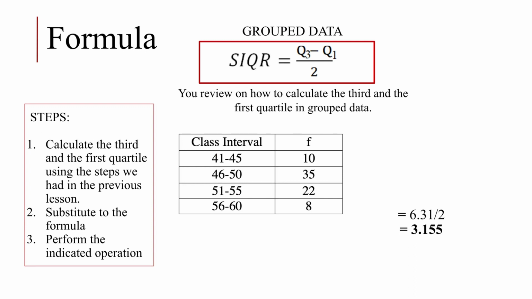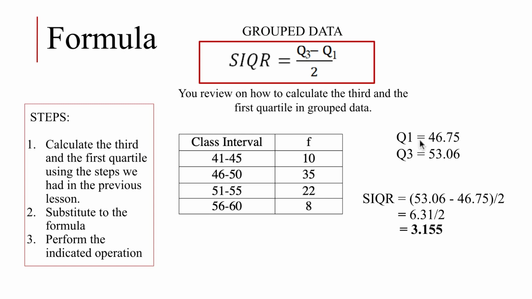Next, let's have the group data. SIQR is equal to Q sub 3 minus Q sub 1 divided by 2. We will just be following the same steps. To do that one, you need to identify the first quartile and third quartile. Again, you review on how to calculate the third and the first quartile in group data.